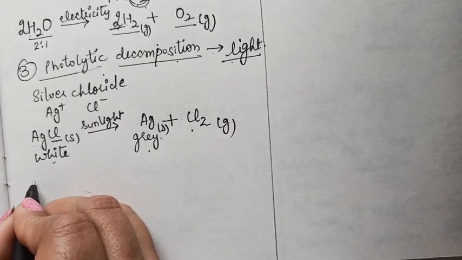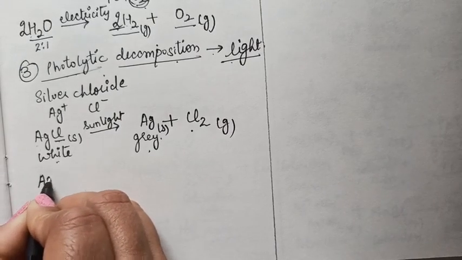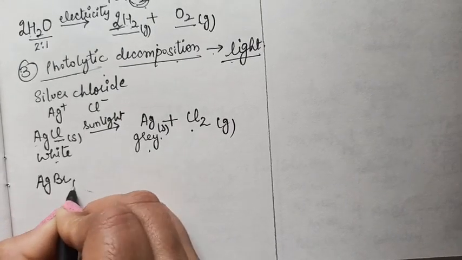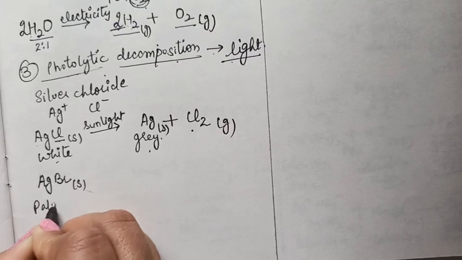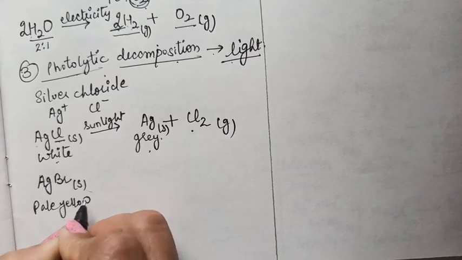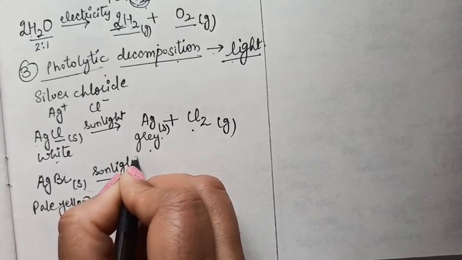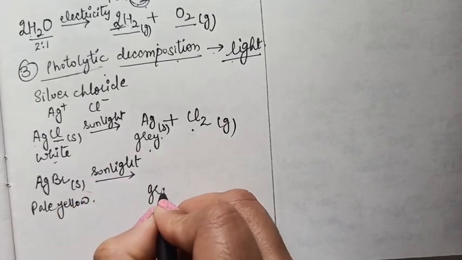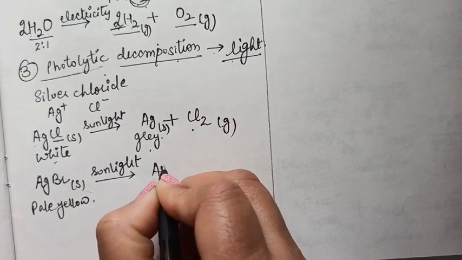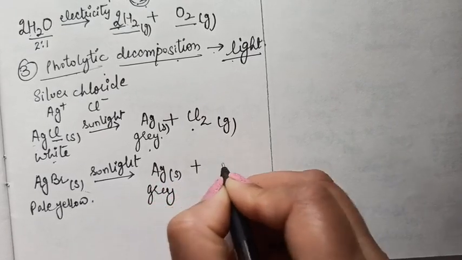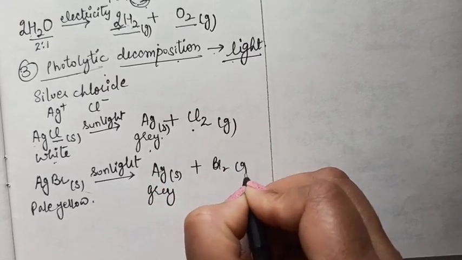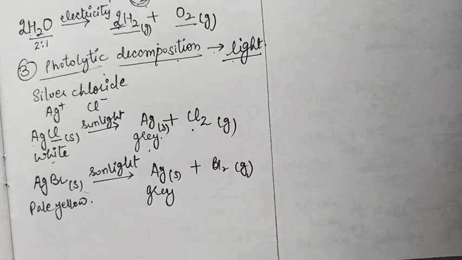Another example is silver bromide, AgBr. It is a pale yellow salt. On coming in contact with light, it also turns grey due to the formation of Ag, and Br is released in the form of gas.